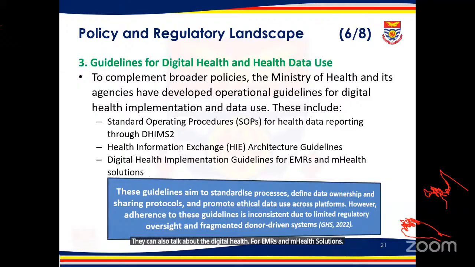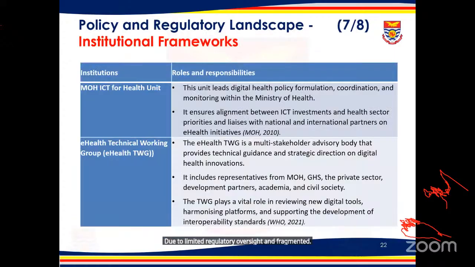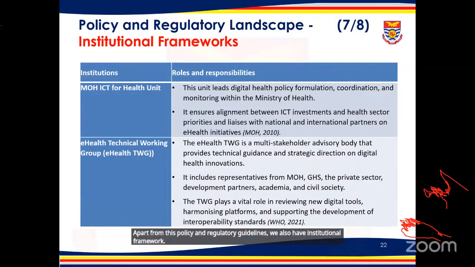These guidelines are there to provide standard processes, define data ownership, sharing protocols, and also promote ethical data use across platforms. However, we all know that adherence to these guidelines is inconsistent due to limited regulatory oversight and fragmented donor-driven systems.